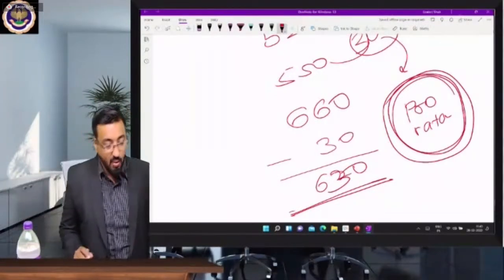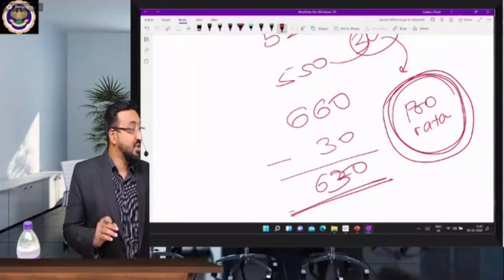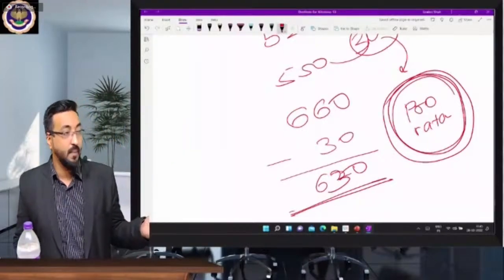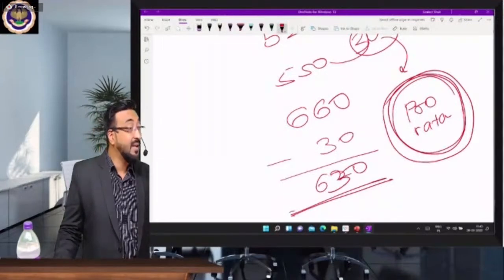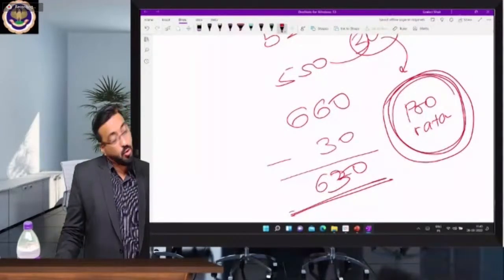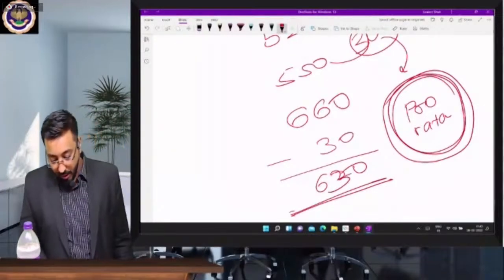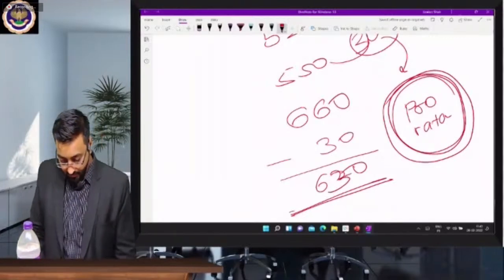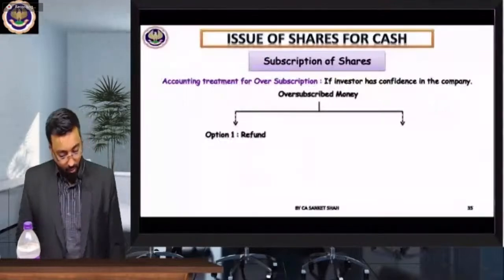So in over subscription, you have one option, refund, or the second one is adjustment. In simple language, it is adjustment in the next installment, that is allotment or first call. So beta, technically this word is called prorata. So prorata means adjustment simply. So write down: prorata, it is adjustment. Got this concept, beta?